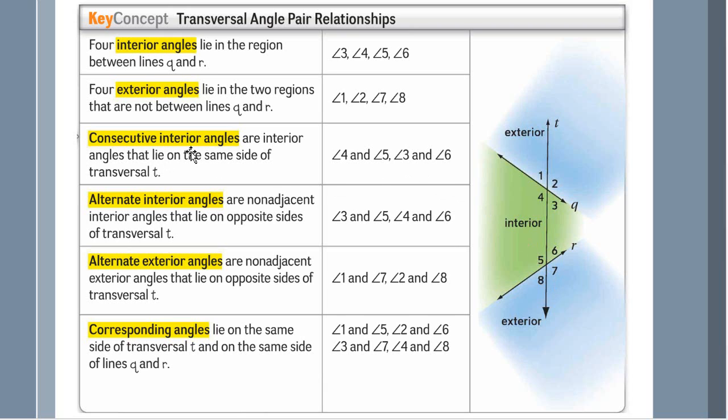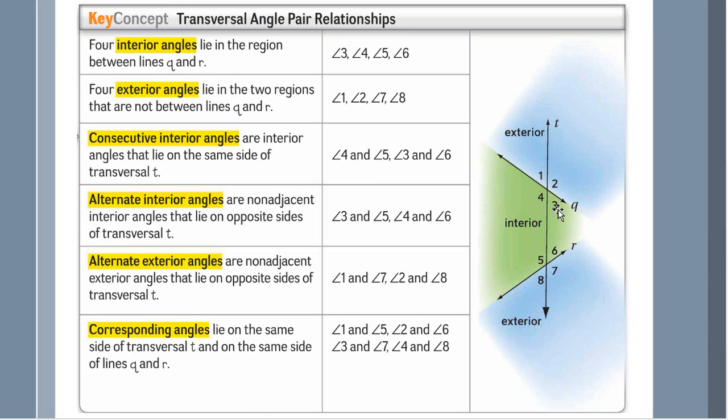We got consecutive interior angles. Those are interior angles that lie on the same side of the transversal. So when it says the same side of the transversal, it means T, right? The thing that cuts it, the transversal is where it cuts and touches at two distinct points. And then it's consecutive interior. So when you see interior, you know we're talking about this green area right in the middle. And then consecutive just means consecutive, back to back. So in this case, 4 and 5, they're on the same side of this transversal, so they're consecutive. They're on the same side of T, so 4 and 5 and 3 and 6 are consecutive interior angles.